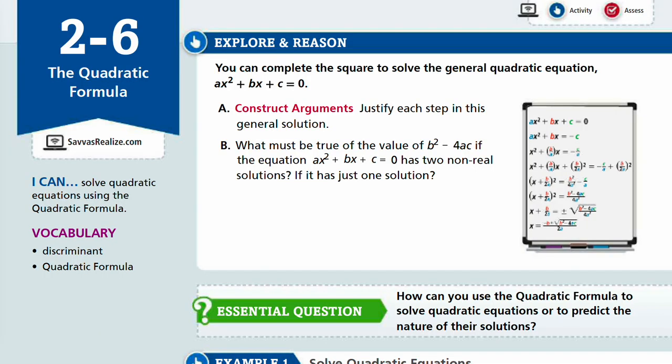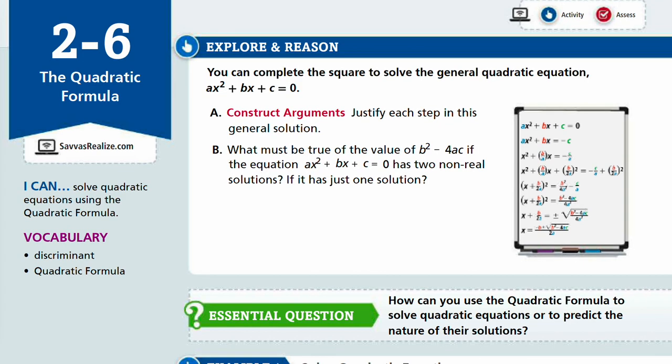Hi everyone, welcome to Algebra 2, Lesson 2-6, the quadratic formula. In this lesson, you'll be able to solve quadratic equations using the quadratic formula. The important vocabularies are discriminant and quadratic formula.